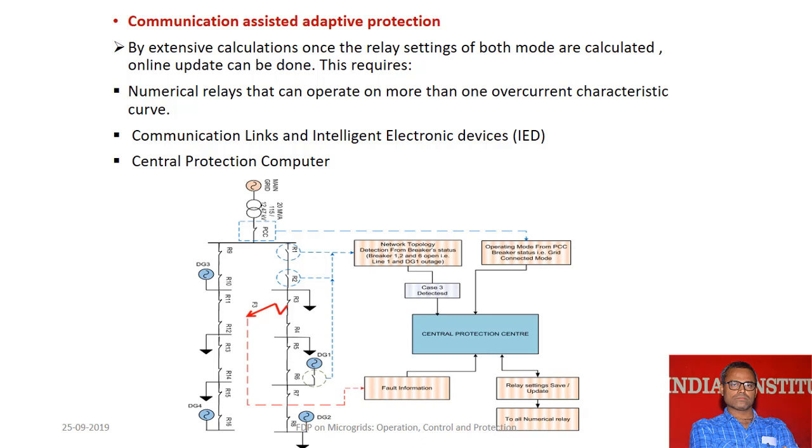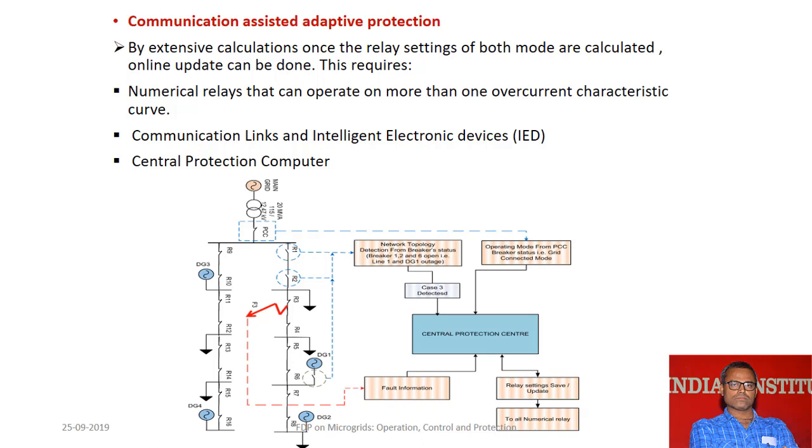Okay, so there are many characteristics for overcurrent relays: normal inverse, very inverse, extremely inverse. Different characteristics should be there because they are available in the numerical relay. It can adapt for different types of operating modes. Communication links and intelligent IEDs are also used, and it is done in the central protection computer, the protection center, and the signal is again sent to the relays, right?